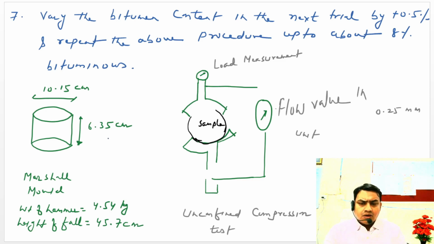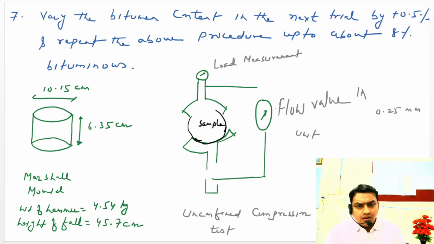When the material, aggregate and bitumen, is placed, it is compacted by giving 25 blows, and the weight of the hammer is 4.54 kg and the height of fall is 45.7 centimeter. After the compaction, the test specimen is taken out and kept at a temperature of 60 degrees centigrade, and then it is taken out and fitted in the unconfined compression testing machine.